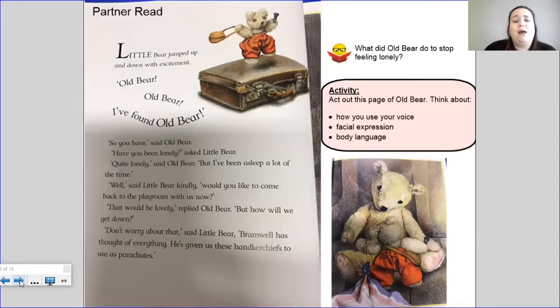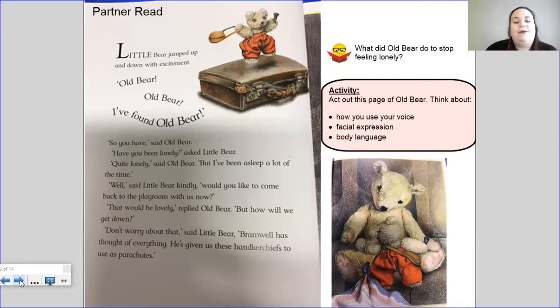Little Bear jumped up and down with excitement. Old Bear! Old Bear! I found Old Bear! So you have, said Old Bear. Have you been lonely? Asked Little Bear. Quite lonely, said Old Bear, but I've been asleep a lot of the time as well. A lot of the time.